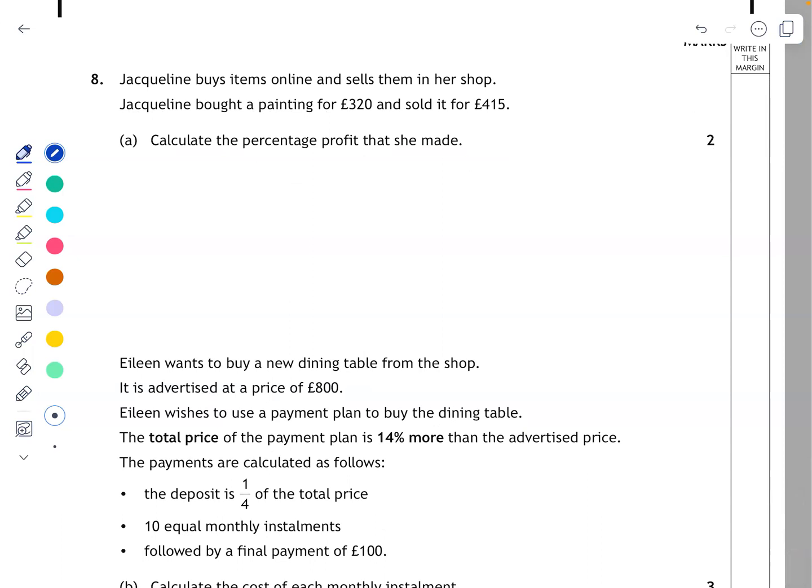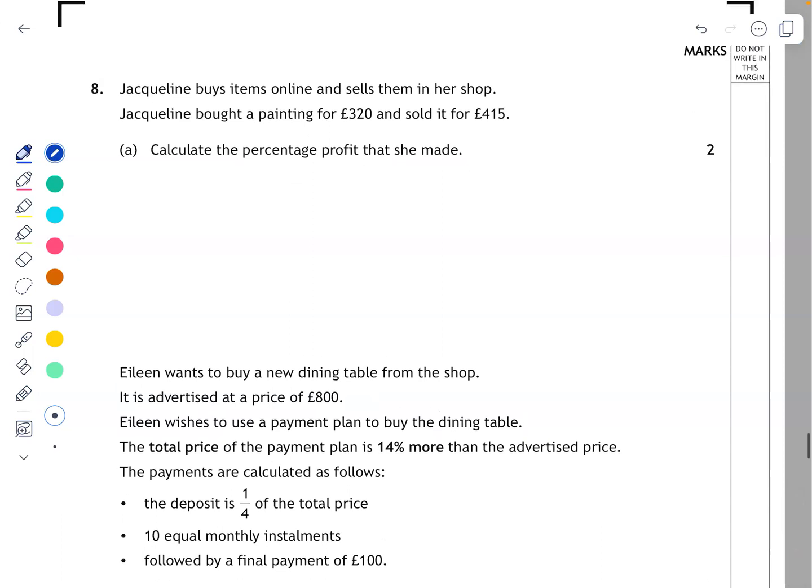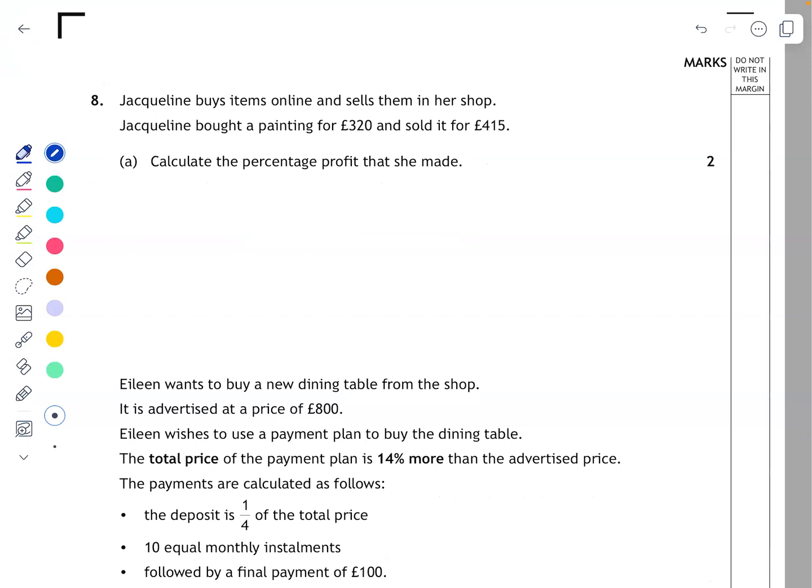So Jacqueline buys items online. So this is question 8, sorry. Jacqueline buys items online and sells them in her shop. Jacqueline bought a painting for £320 and sold it for £415. Calculate the percentage profit that she made. So the percentage profit, we want to find the profit first of all. So the original was £320, the selling price was £415, so we want to find the difference. So that's £95 profit.